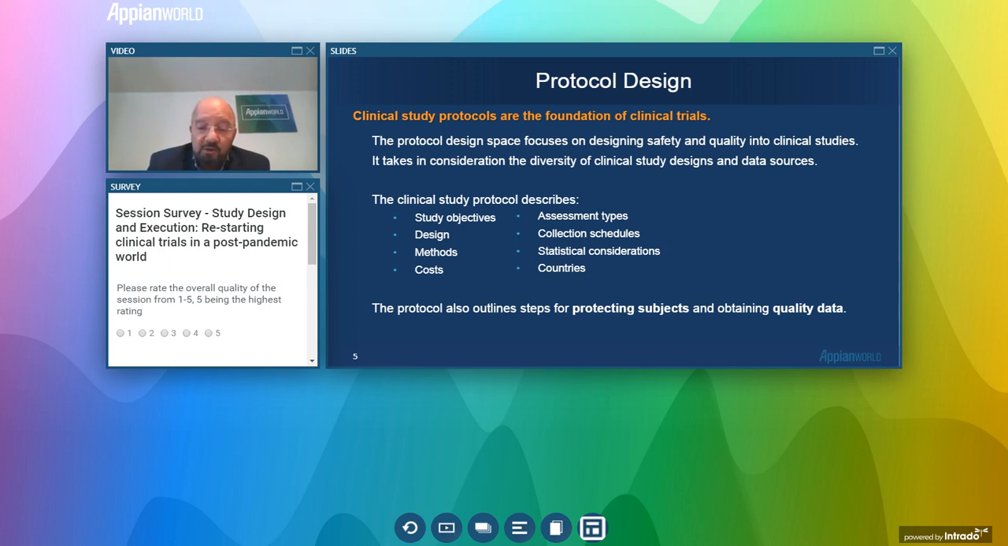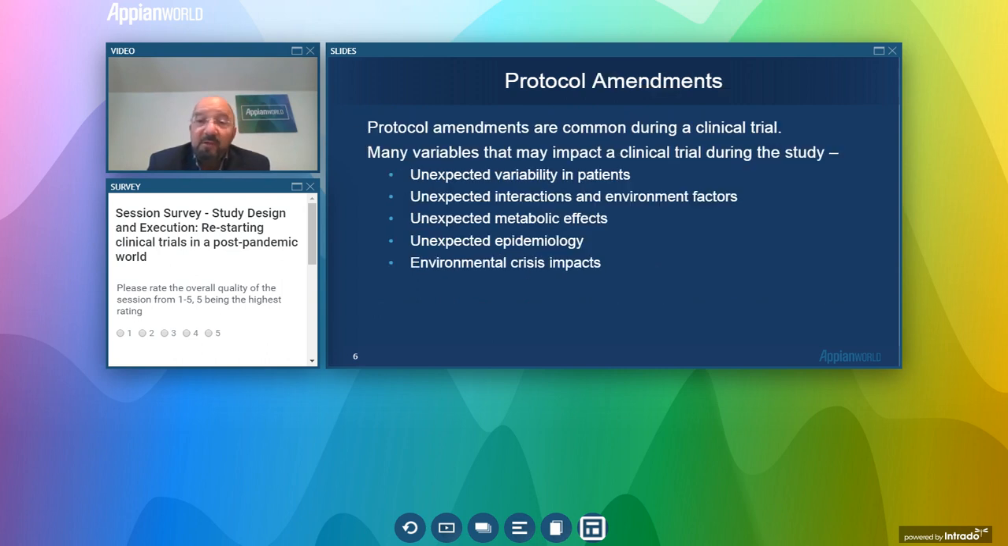But there are also challenges during the study. The study itself usually takes a couple of years. So things will change as we step into the study and progress with it, which would require protocol amendments. Protocol amendments might be quite common for many studies. They deal with variability in patients, variability in environmental factors, metabolic effects, epidemiology, and of course, crises and various different things that could happen.